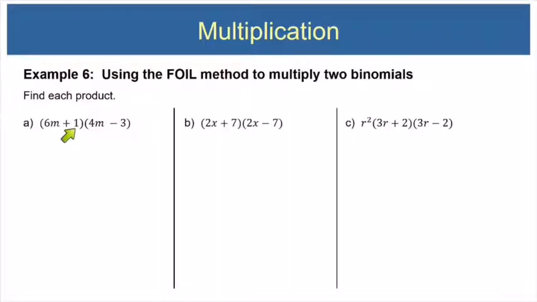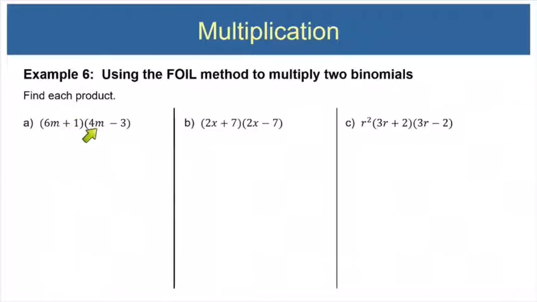Here we have 6m plus 1 times 4m minus 3. So you could think of it as distributing the 6m and then distributing the 1, but we're choosing just to think through the FOIL method this time because we do have binomial times binomial. Remember, a binomial just means two terms. So we have two terms times two terms.